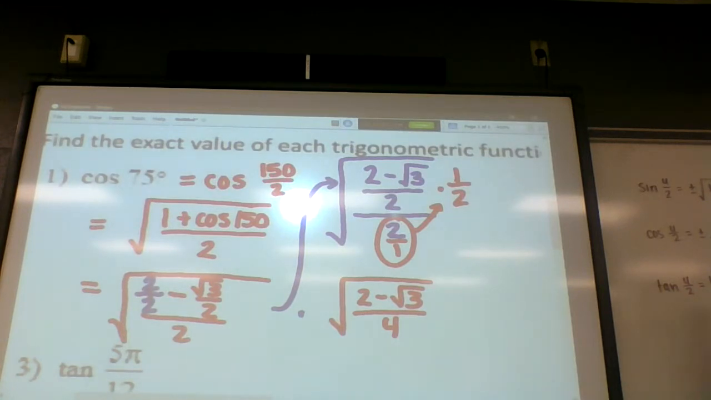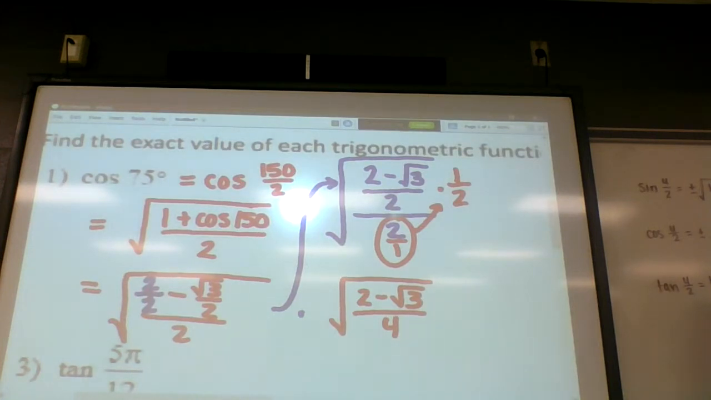I'm thinking if you took the 2 out of the square root of it. Take the 2 out of the square root. Not 2, I mean the 4. Take out that 4. Yeah. Because the square root of 2 minus square root of 3 divided by just 2.